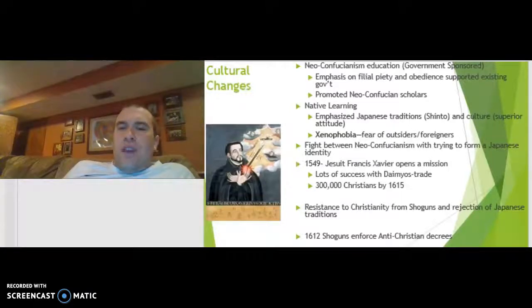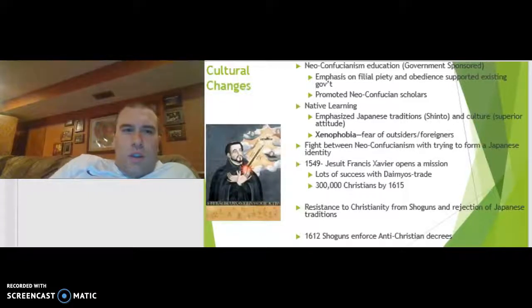And so you have this emphasis on native learning, and that's mainly Shintoism, and that our culture is better than everybody else's. That's very similar to what China had, but in this case, it's now being enforced more and more. And what you also see starting to develop is xenophobia, the fear of outsiders and foreigners. Think about it, they're only knowing things from the Dutch, so the Dutch very much control that message. And anybody other than the Dutch, they don't trust. That's Chinese, that's English, anybody you want to come up with. Anything other than just Japanese, they really don't trust at all.